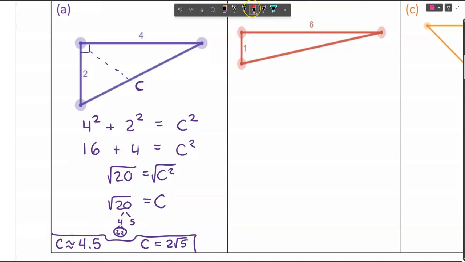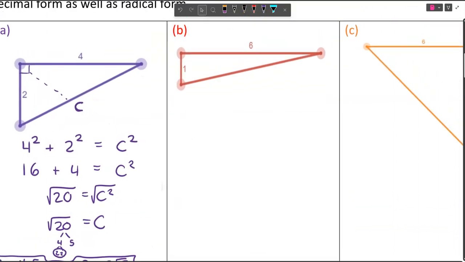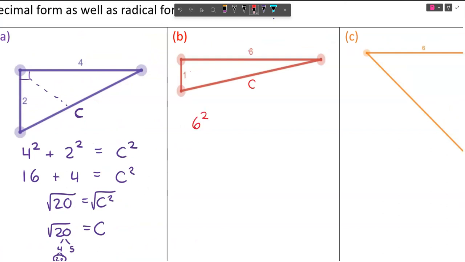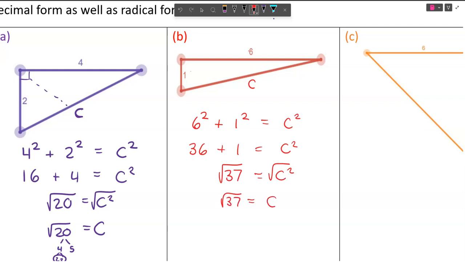For the second one, very similarly, I have given you the a and the b value, and it's the c value that we're looking for. So for this particular problem, it would be 6 squared plus 1 squared equals c squared. This will be 36 plus 1 equals c squared. 37 is what 36 plus 1 is. Take the square root of both sides, and we get the square root of 37 equal to c.